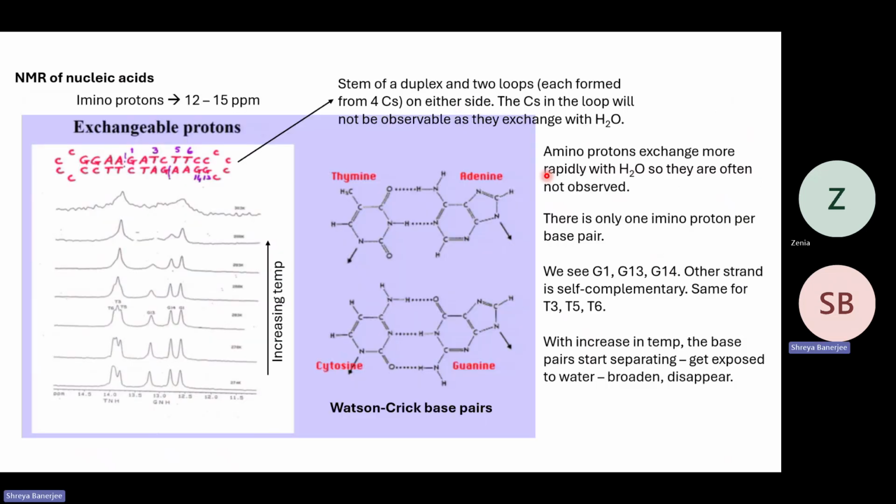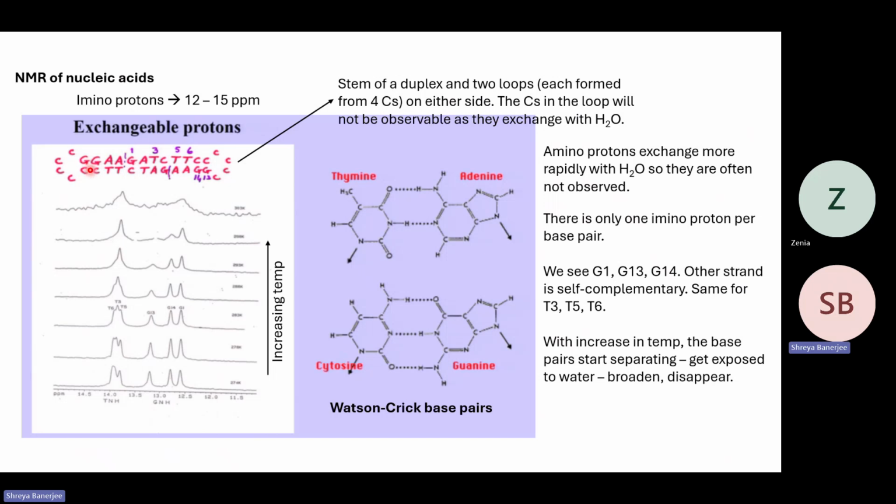Now we will look at some NMRs of DNA structures. So here you have a structure where there is a double-stranded DNA, and at the end there is a loop, and same on the other side. So each loop is formed by 4 cytosines which are not paired, and these cytosines in the loop will not be observable since they are exchanging. We will only be able to observe the bases in the double strand. And the double strand also is symmetric, so we will not see all the bases.